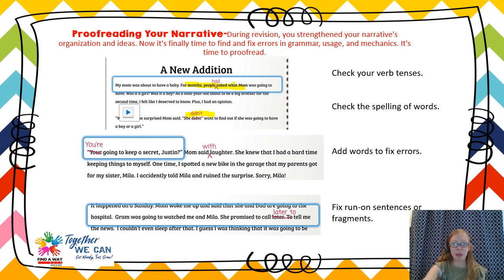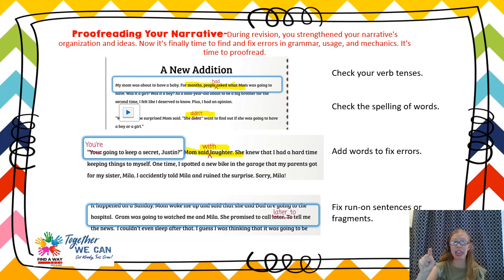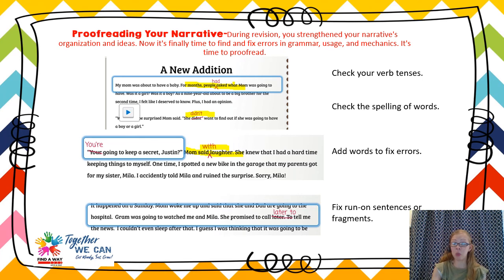Adding words to fix errors. "You're going to keep a secret, Justin?" Mom said, laughter. Well, that doesn't sound right. We need to add that word "with." That little partial triangle is called a caret symbol. That caret means insert something here. So in this case, they need to insert that word.